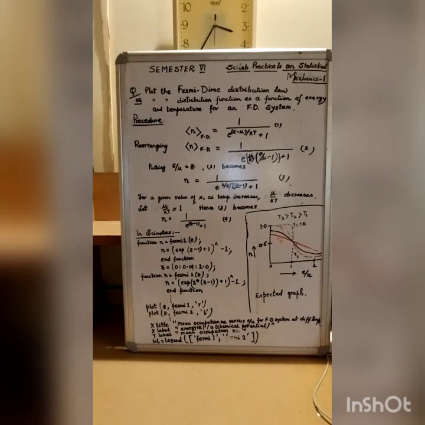And you must have studied in your theory classes that fermions are nothing but particles which have half-integral spin, antisymmetric wave functions, and they obey the Pauli's exclusion principle.